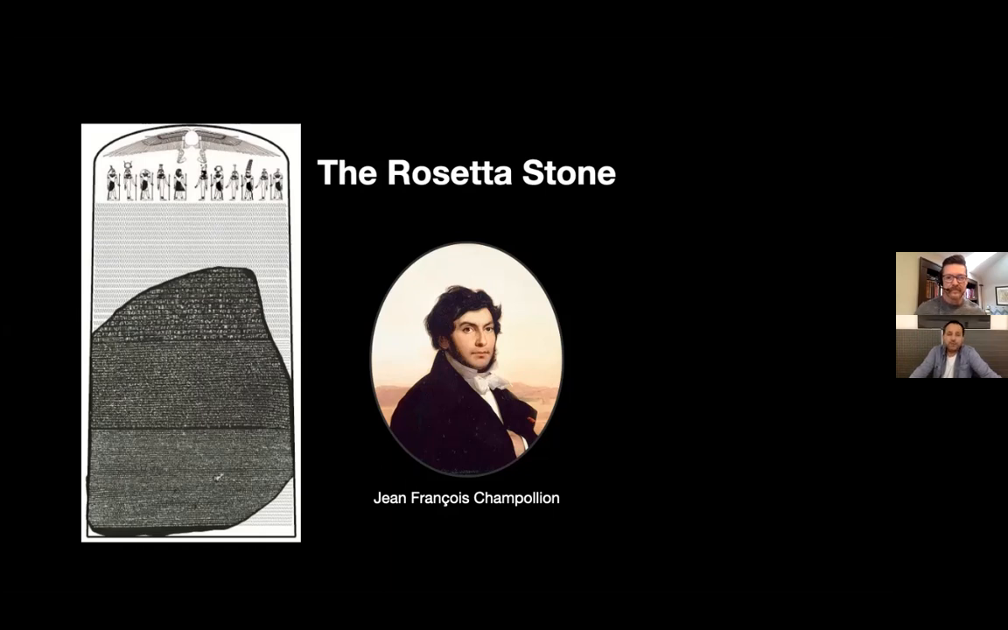Can we repeat when it was discovered then? That was only a few years ago, right? Yes, the stone was discovered in 1799, but it wasn't until about 20 or 30 years later that it was actually deciphered.